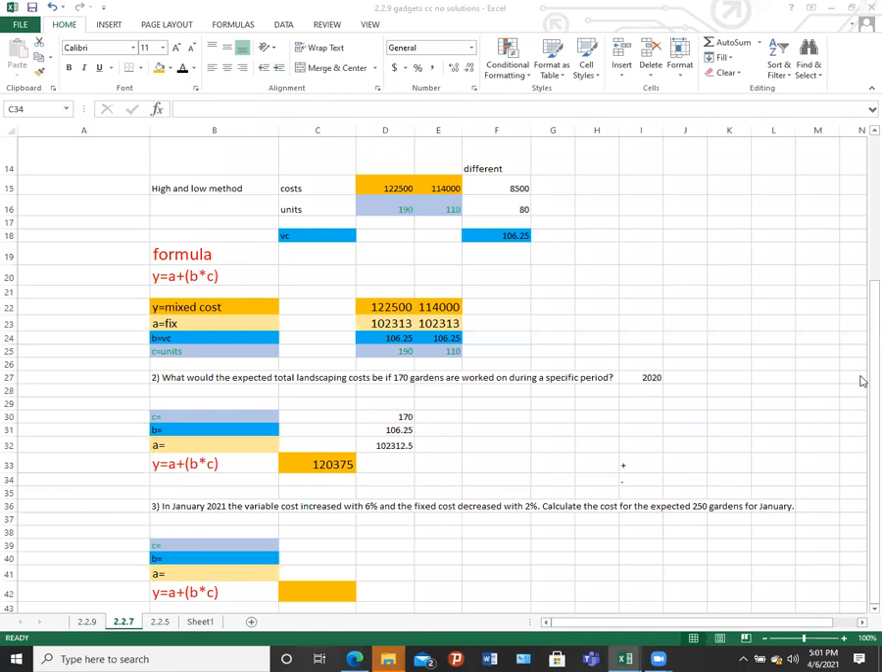Okay, guys. Here there's a question, guys. In January 2021, the variable cost increased with 6% and the fixed cost decreased with 2%. Calculate the cost for expected 220 garden in January. What are we going to do, guys?